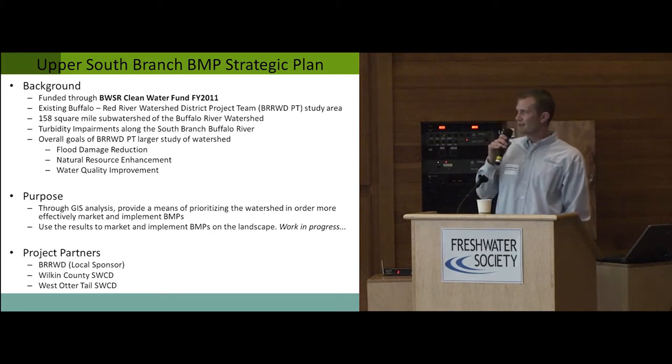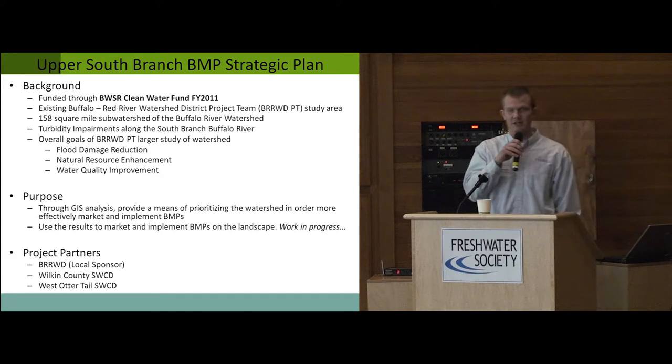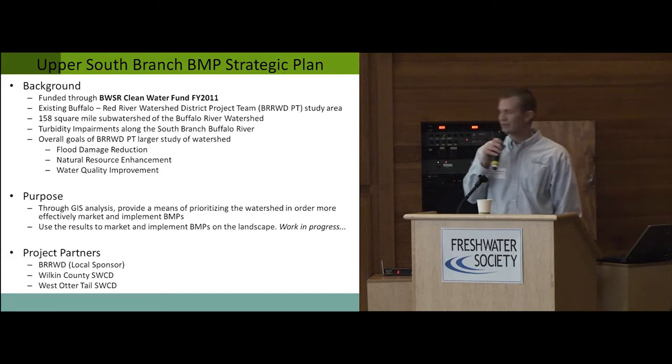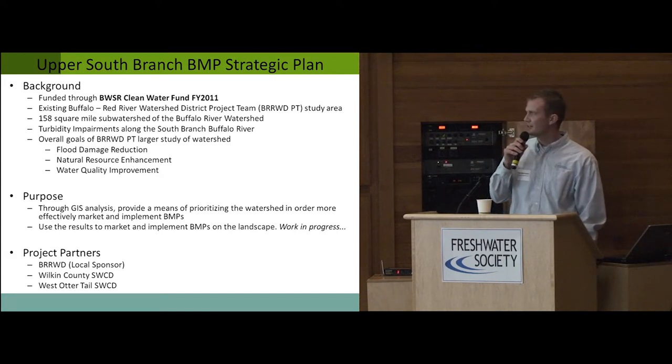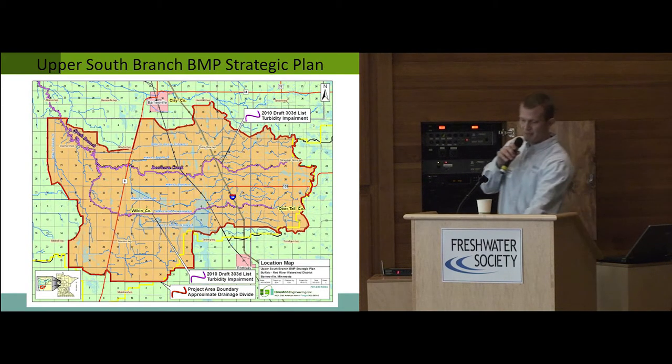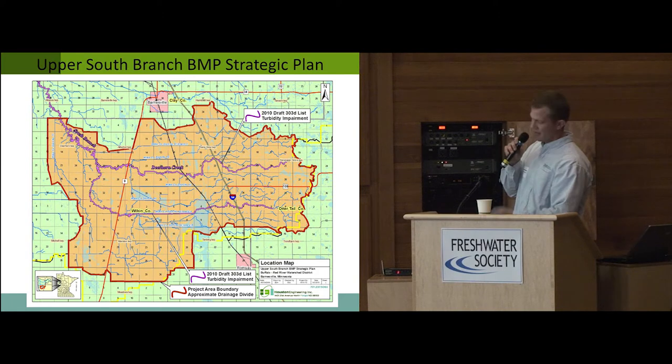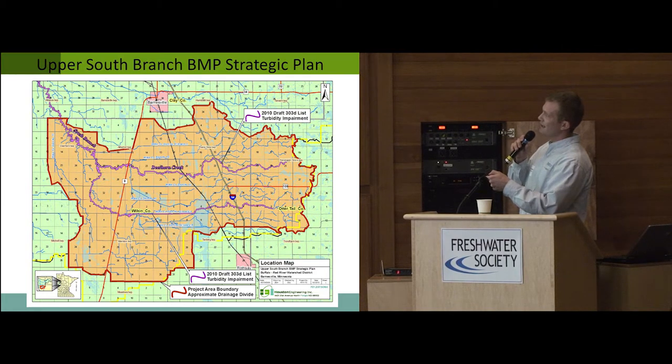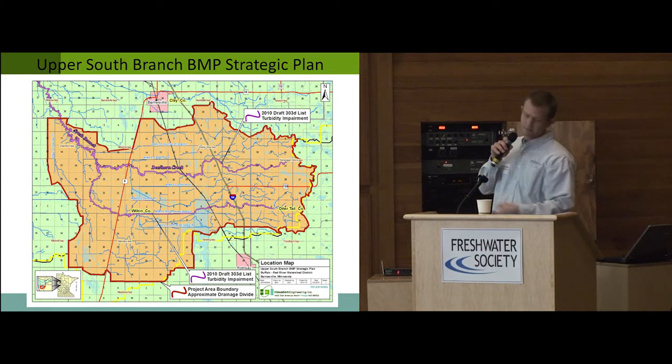Project partners: Buffalo Red River Watershed District was a local sponsor on the grant application. They also partnered with the Wilkin County SWCD as well as the West Otter Tail SWCD. And this map here just gives you a little background in terms of where we're actually at in the valley. For those of you familiar, there's Barnesville right there. Interstate 94 comes up through here. Moorhead would be off up over here someplace.